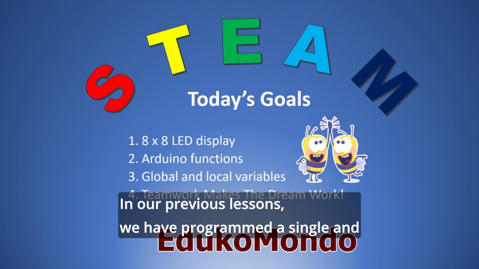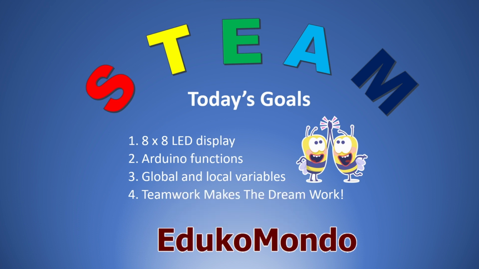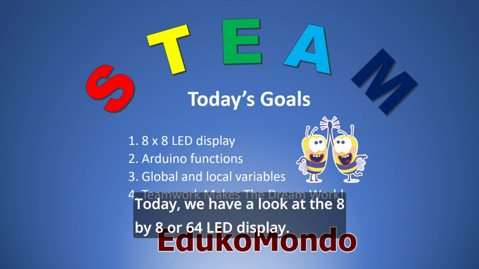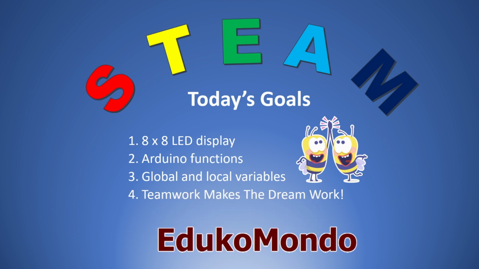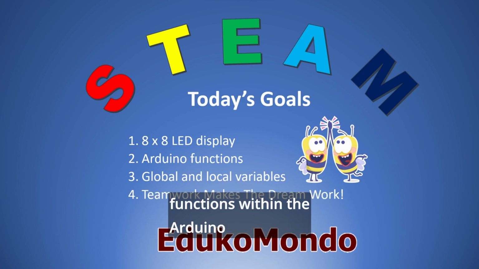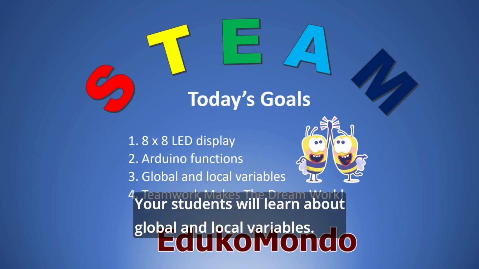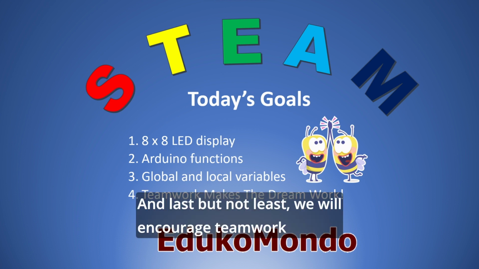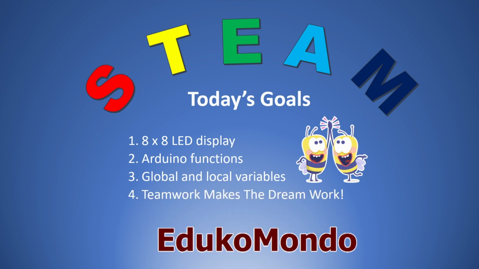In our previous lessons, we have programmed a single and a 4-digit 7-segment display. Today we have a look at the 8x8 or 64 LED display. The goal is to create the moving image of a beating heart. We will introduce to our class the creation of functions within the Arduino programming environment. Your students will learn about global and local variables. And last but not least, we will encourage teamwork in the classroom so that everyone is successful.